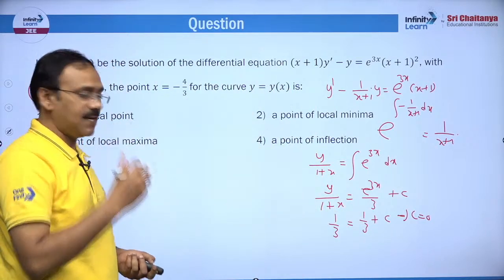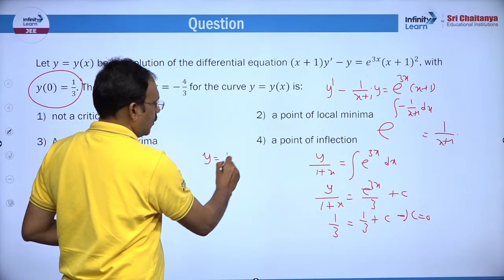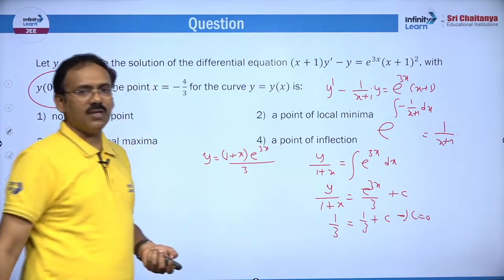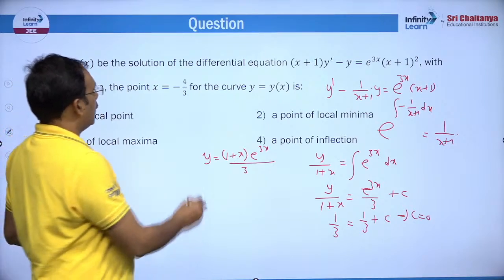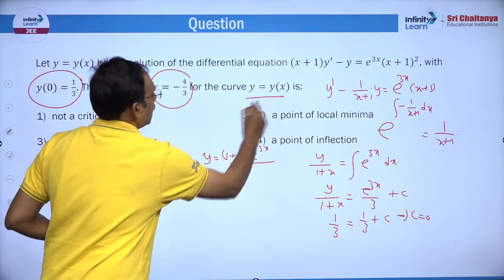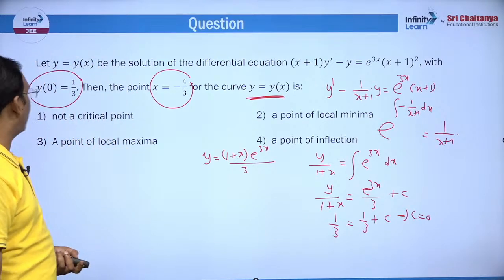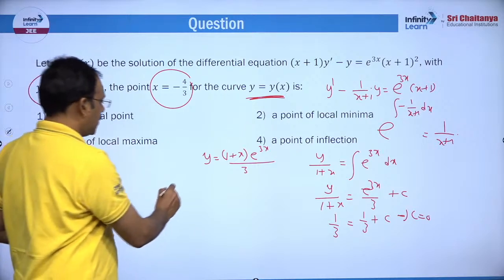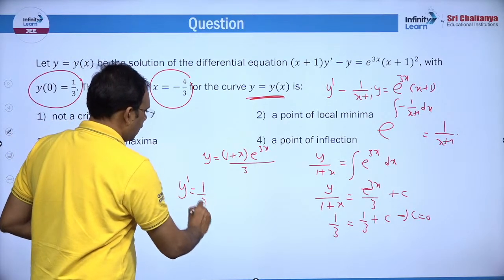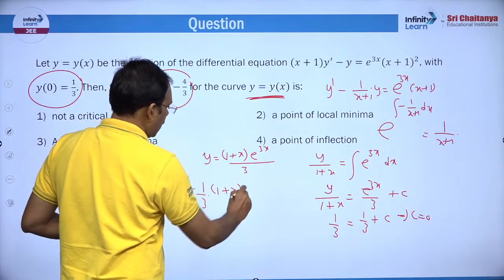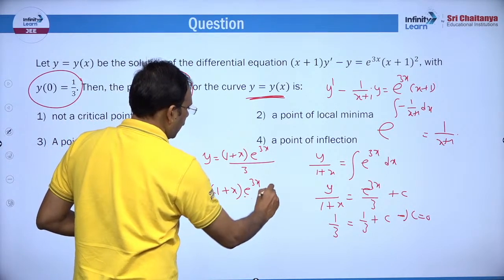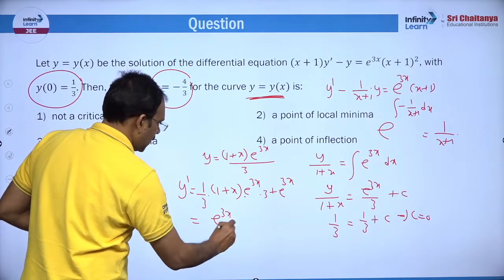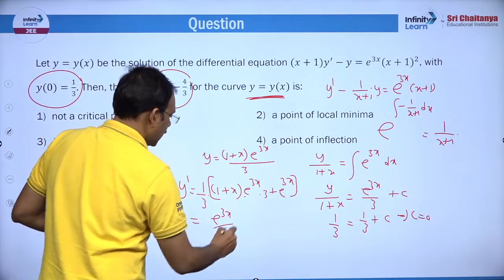Therefore, friends, I can say that y is equal to 1 plus x into e power 3x by 3 is going to be the function. Now, he is asking us to check whether at x is equal to minus 4 by 3, y is equal to y of x has a critical point or local minima or local maxima. Find its derivative, my dear friends. So, 1 by 3 is fine, u derivative of v plus v derivative of u, which is, friends, you can take e power 3x by 3 common.